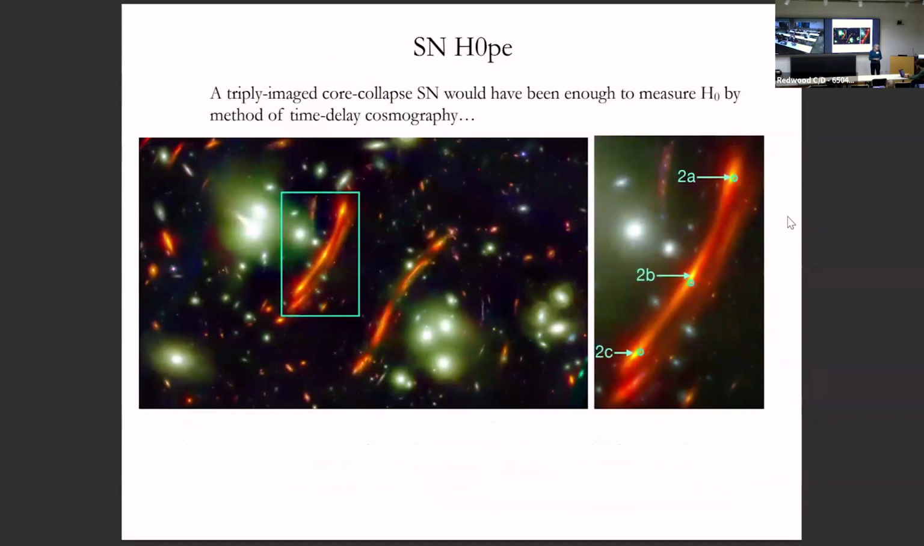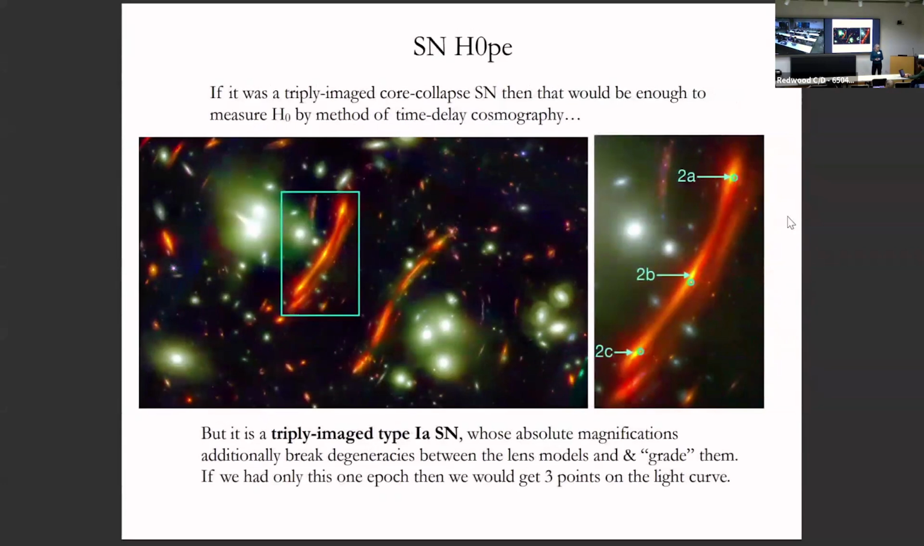And just a triply imaged core collapse supernova would have been enough to measure H0 by this method of time delay cosmography, as I just described, and that would be nice. But we were able to detect a triply imaged type 1a supernova. So we get the benefit also of the absolute magnifications. And we'll see that it helps us to obtain a more accurate value for H0 and also to weight the values.